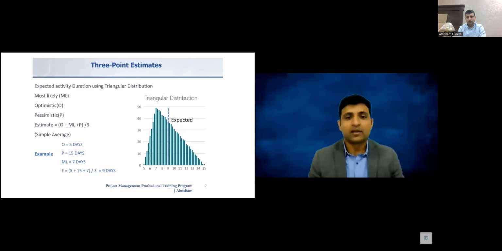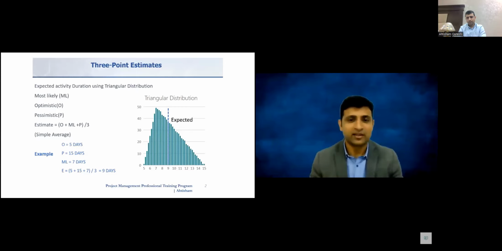Then we are going to sum them and divide by 3. Let us take an example. Activity A here has an optimistic duration of 5 days, whereas for the same activity, the pessimistic estimate is 15 days. And we estimated the most likely scenario is 7 days. If we take the simple average, we will come up with the figure which is 9 days.